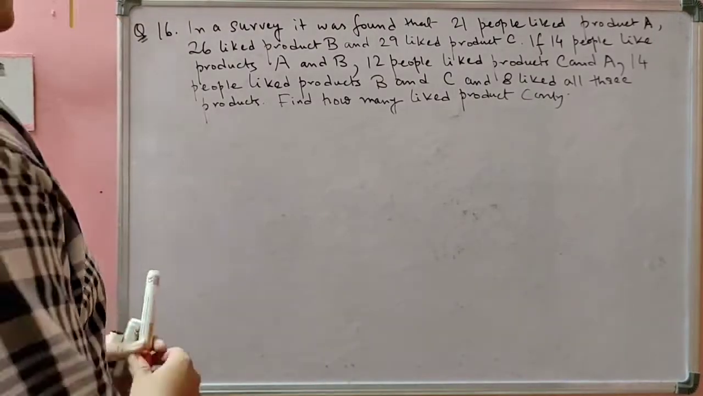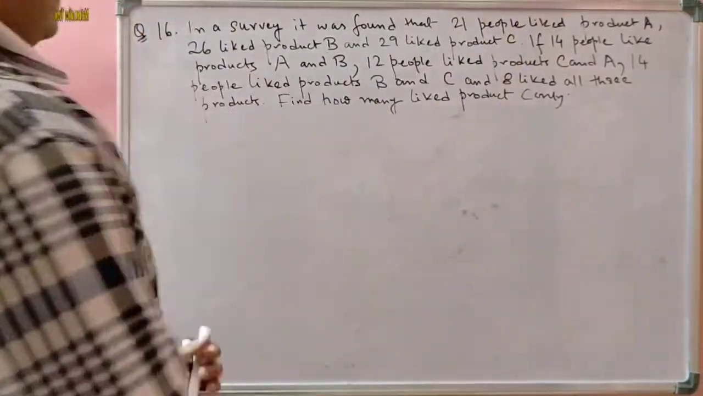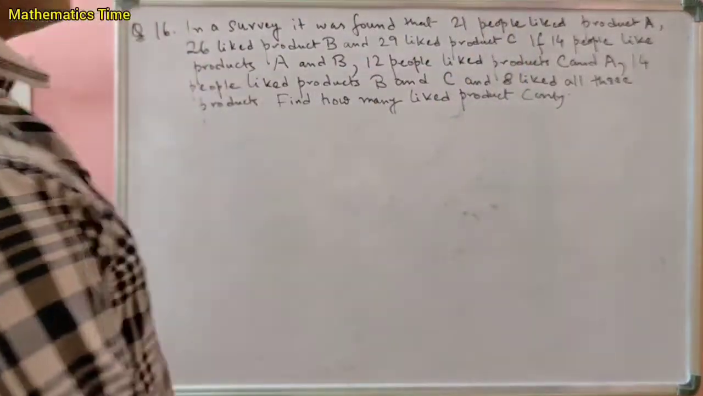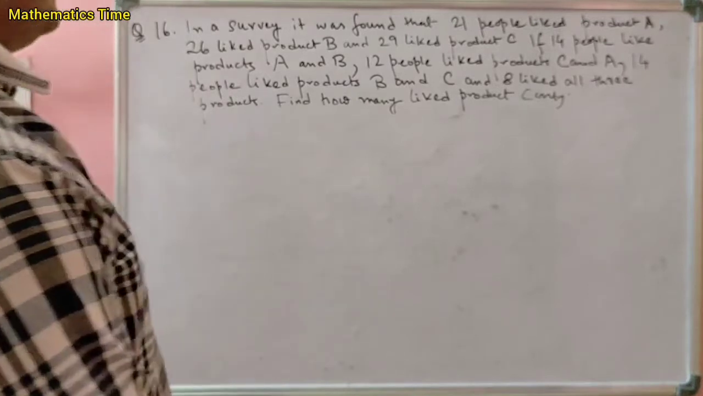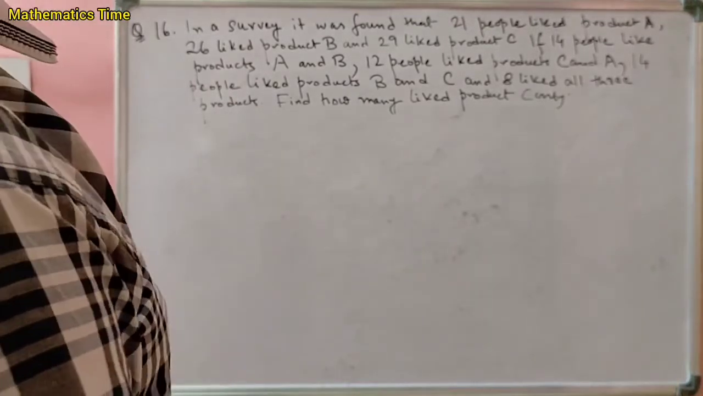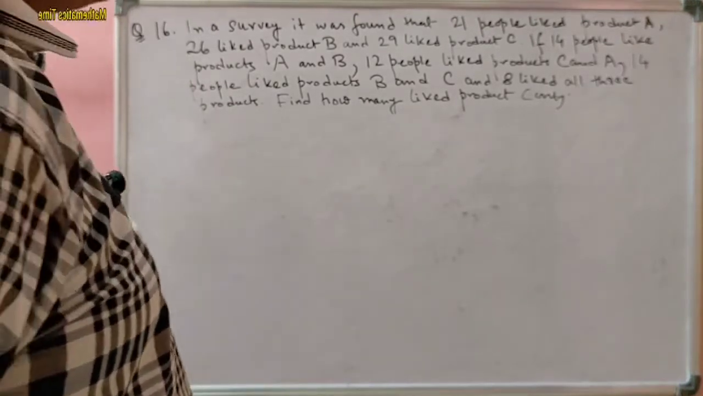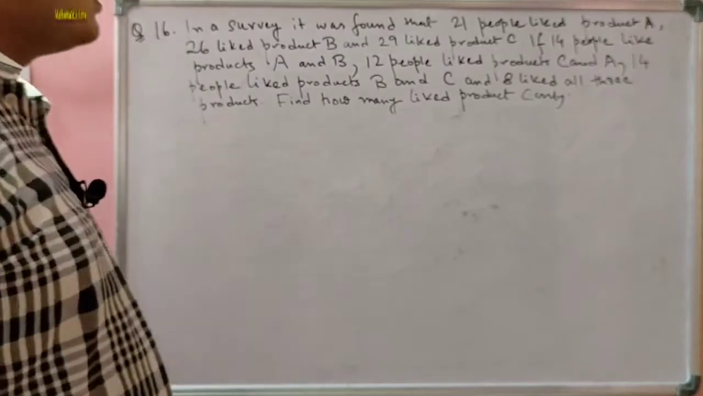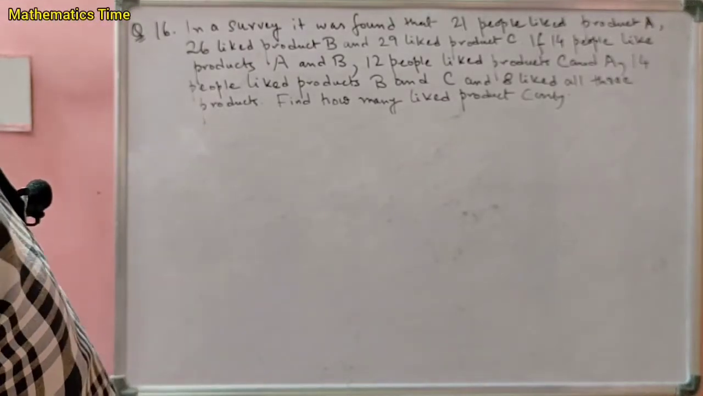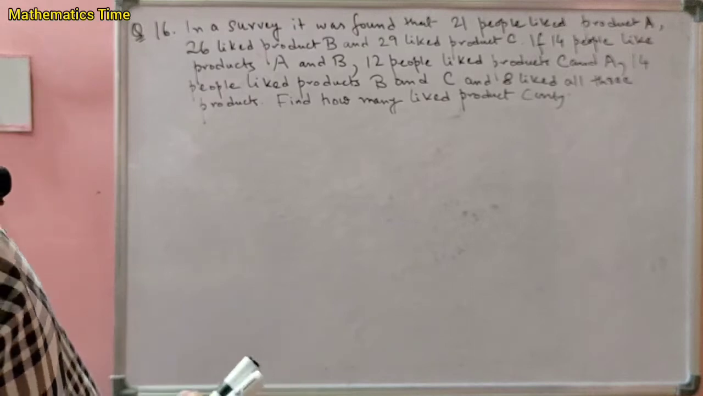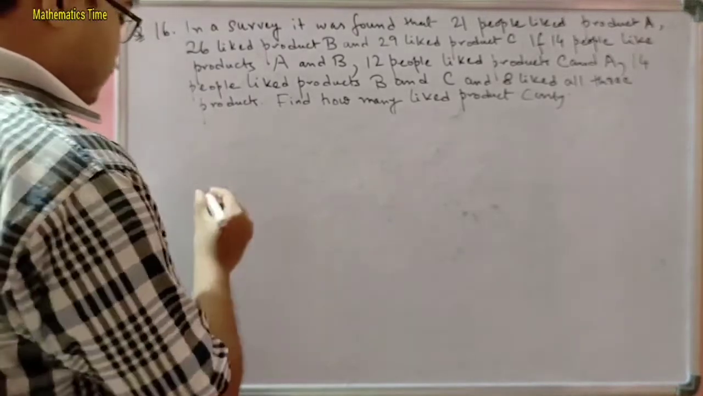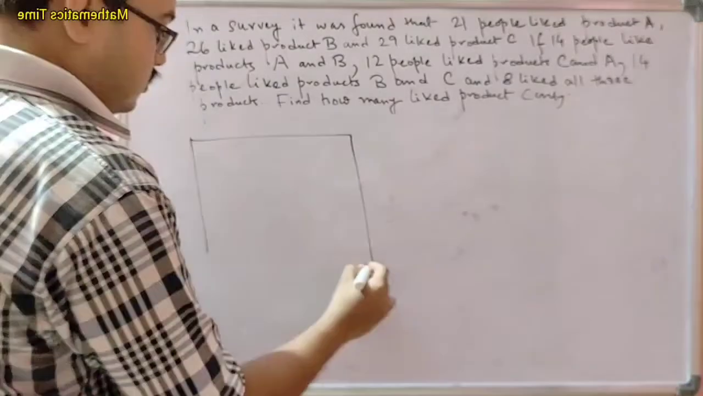So our last question is this: in a survey it was found that 21 people liked product A, 26 liked product B and 29 liked product C. If 14 people liked products A and B, 12 people liked products C and A, 14 people liked products B and C, and 8 liked all 3 products, find how many liked product C only. Okay, so we will be solving this using a Venn diagram first, because it will be an easy method.